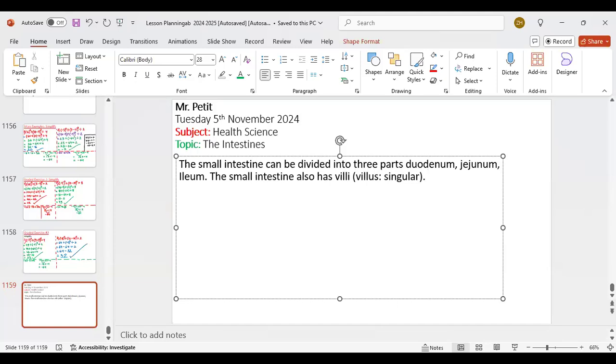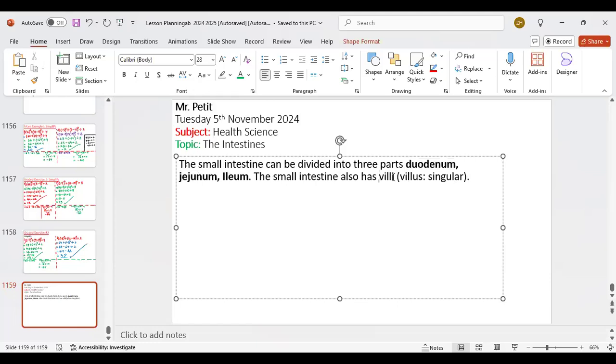So, Mr. Petty, could you pronounce those three words again, please? Duodenum, jejunum, and ileum. Thank you. So we also have the villi. Villi is plural, villus is singular.